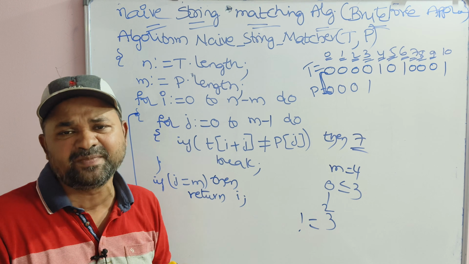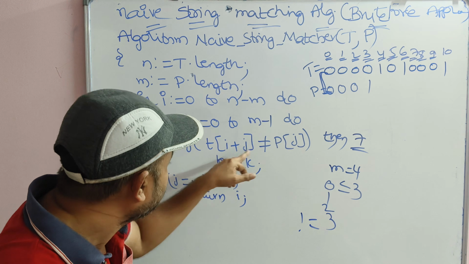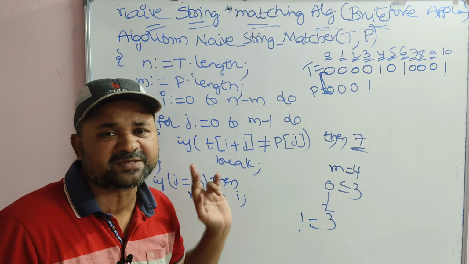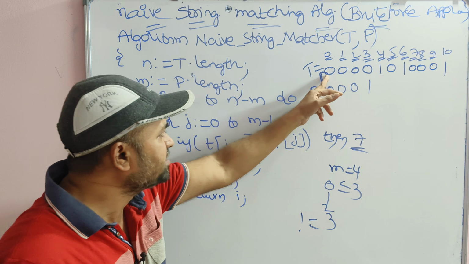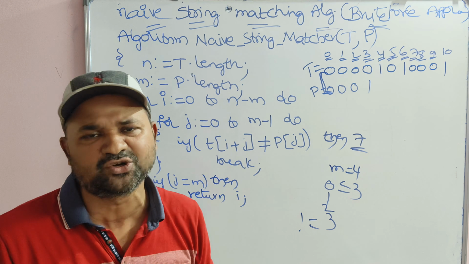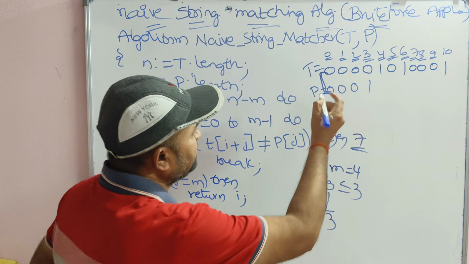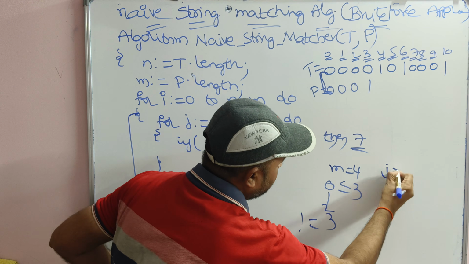So when will this break be executed? If the condition is true, then only this break will be executed. Okay. Here 0 not equal to 0, so this is false. Why? Because 0 equal to 0. So it won't be executed. Next, j plus plus. Now j will become 1.